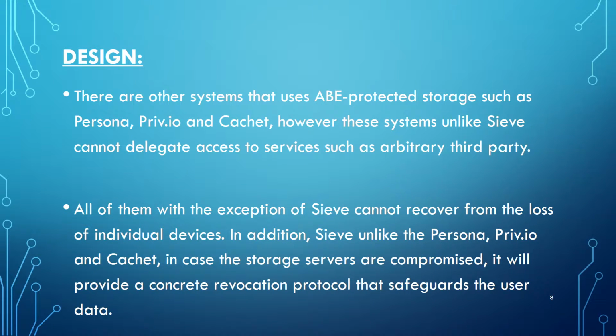There are other systems that use ABE to protect storage, such as Persona, Priv.io, and Cachet. However, these systems, unlike Sieve, cannot delegate access to services such as an arbitrary third party. That's the difference. I'm not going to talk about those because it's out of the topic here. All of them, with the exception of Sieve, cannot recover from the loss of individual devices.